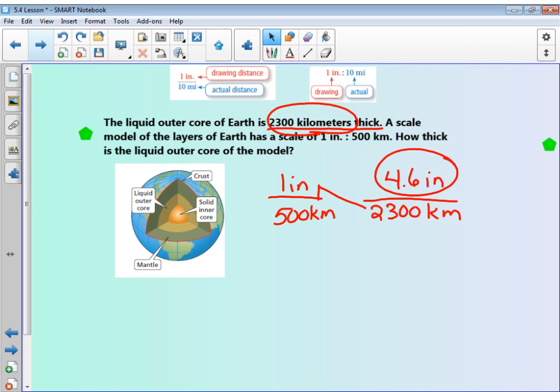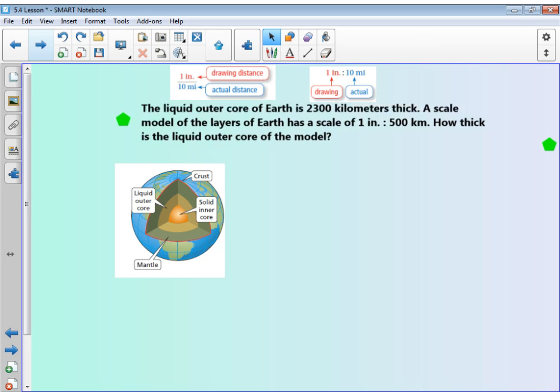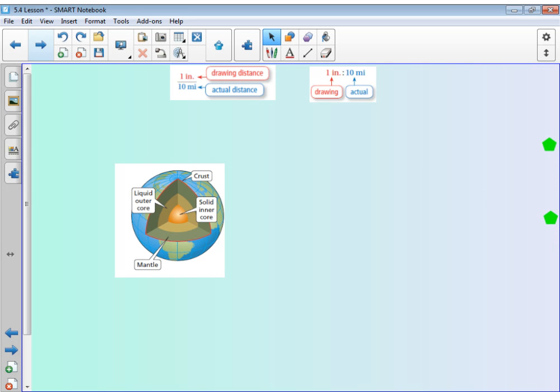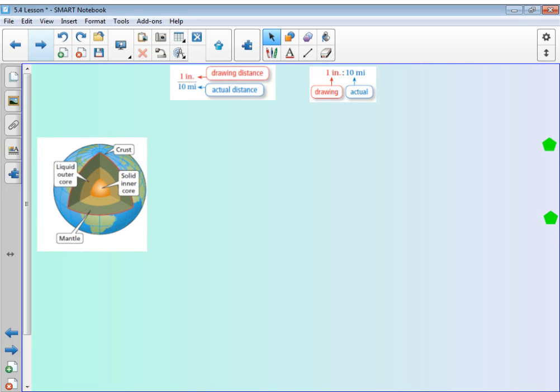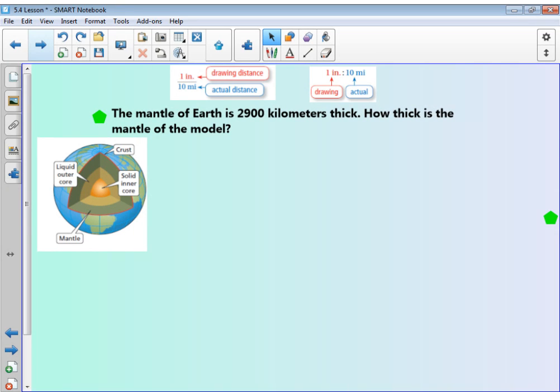Okay, so I want you guys to try this next one. Now you're still making the same model, but this time you're doing a different layer. The mantle of the Earth is 2,900 kilometers thick. How thick is the mantle of the model?